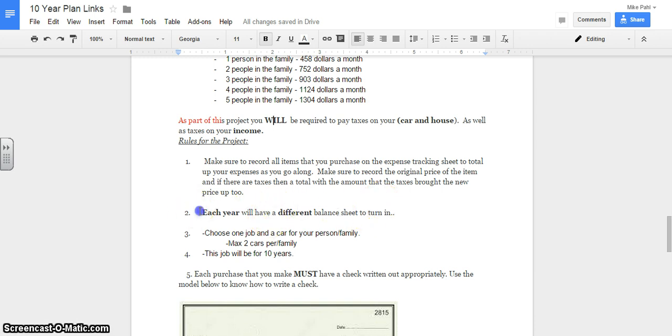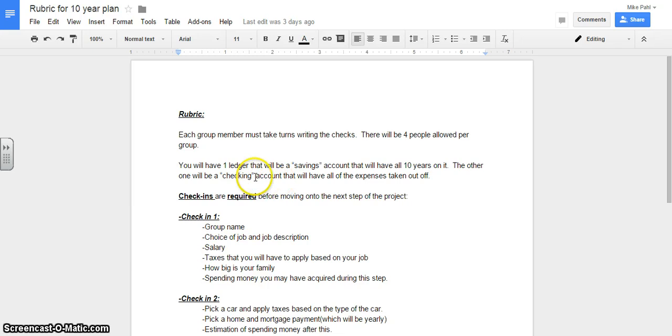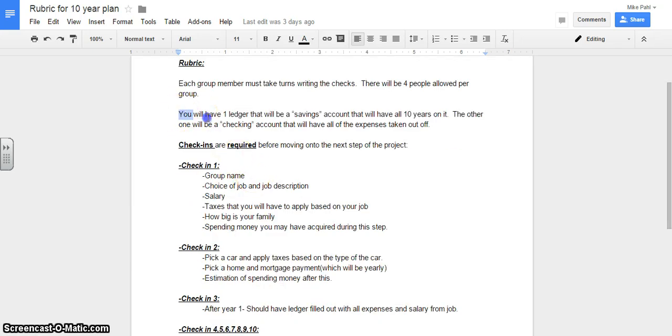Each year we'll have a different balance sheet to turn in. We'll talk about our check-ins in just about 30 seconds, but for year 1, you're going to turn in one balance sheet. Year 2, you're going to turn in a whole new balance sheet. These will be the checks that will be written out to me. We'll go over how to write a check. Right here's your rubric. You will have one ledger that will be savings and one ledger that will be checking. Your checking is the one you'll do 10 of. You'll have one that will be savings for 10 years of it.